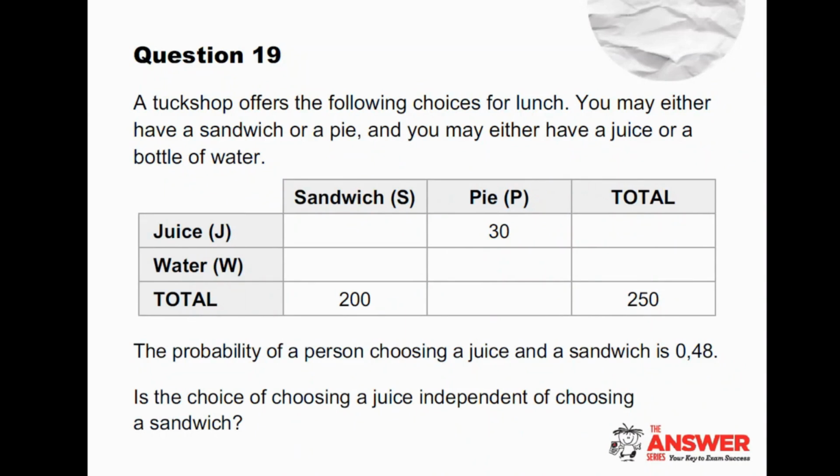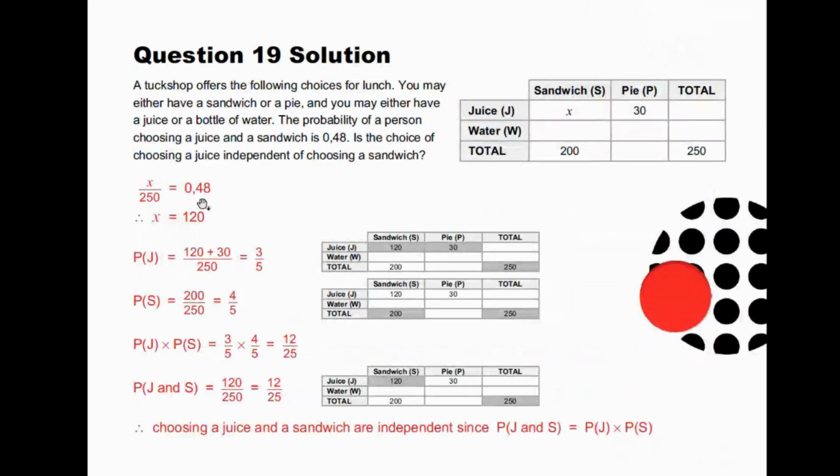You don't know if it's independent or not. So you've got to work out with a formula, and this is often where they ask independent events. They'll either ask it just with a formula where you substitute and do manipulation of the equation, or they'll often ask it in a contingency table, a two-way table. But this one is also asked something slightly different, because they say to you the probability of a person choosing a juice and a sandwich is 0.48. So let a juice and sandwich be x. So x out of 250 is 0.48, which means I can solve for x and I can get 120.